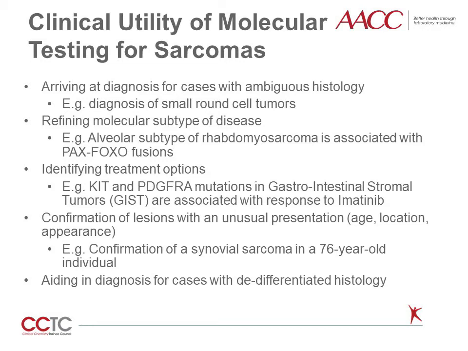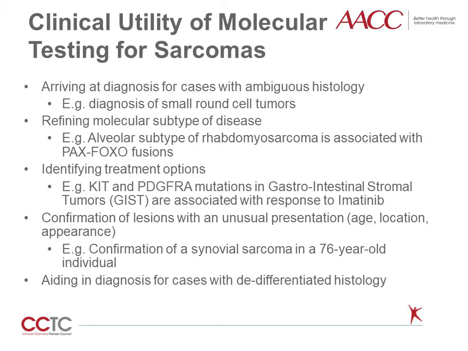Molecular testing has several applications for the management of patients with sarcomas. For example, arriving at diagnosis for cases with ambiguous histology, and diagnosis of small round cell tumors that have similar appearance under the microscope. Refining molecular subtype of the disease, for example, alveolar subtype of rhabdomyosarcoma, which is associated with PAX-FOXO1 fusion, while embryonal rhabdomyosarcoma is not.